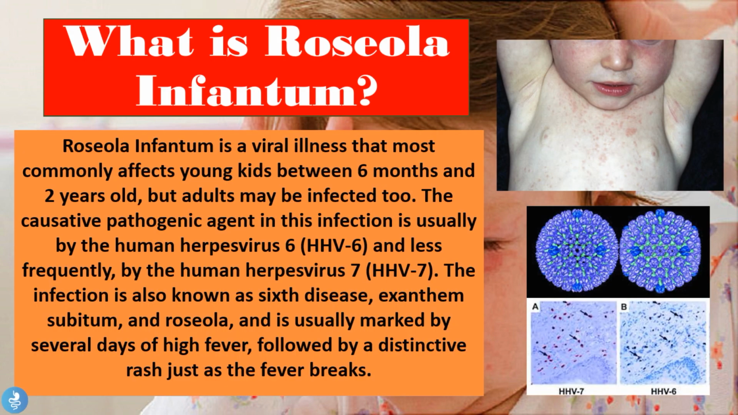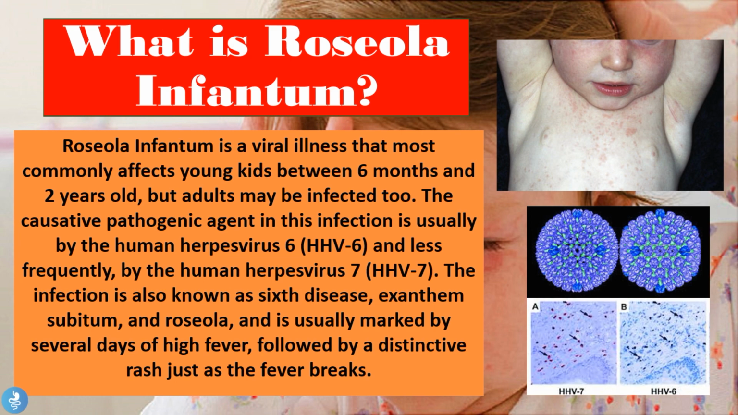So what is Roseola infantum? Roseola infantum is a viral illness that most commonly affects young kids between the ages of 6 months and 2 years old, but adults may be infected too. The causative pathogenic agent in this infection is usually the human herpes virus 6, commonly known as HHV6, and less frequently the human herpes virus 7, also known as HHV7. The infection is also known as sixth disease, exanthem subitum, and just plain old roseola. The disease is usually marked by several days of high fever, followed by a distinctive rash, which occurs just as the fever breaks.